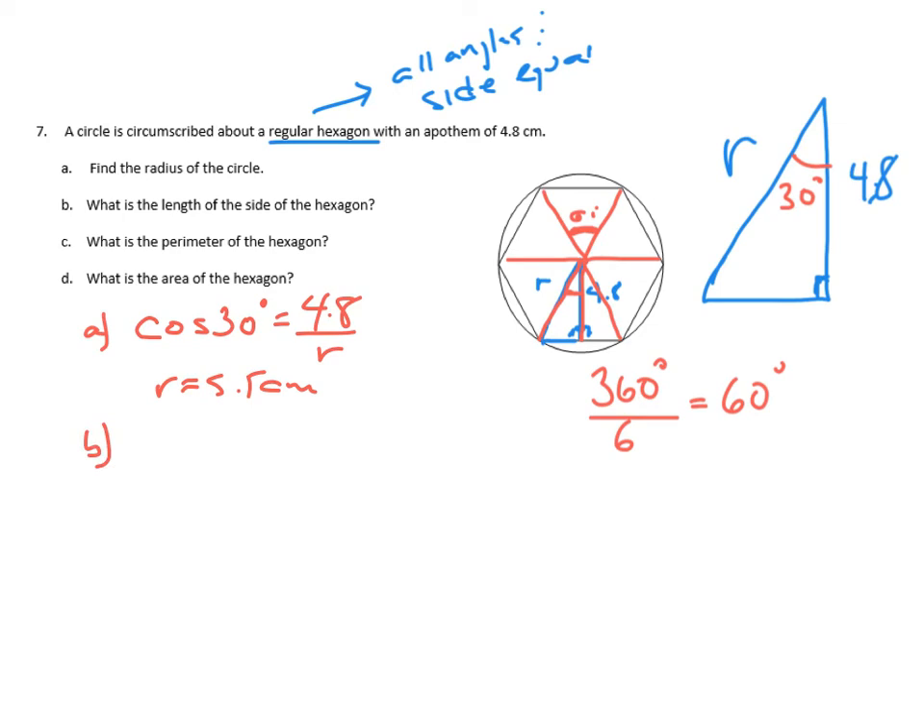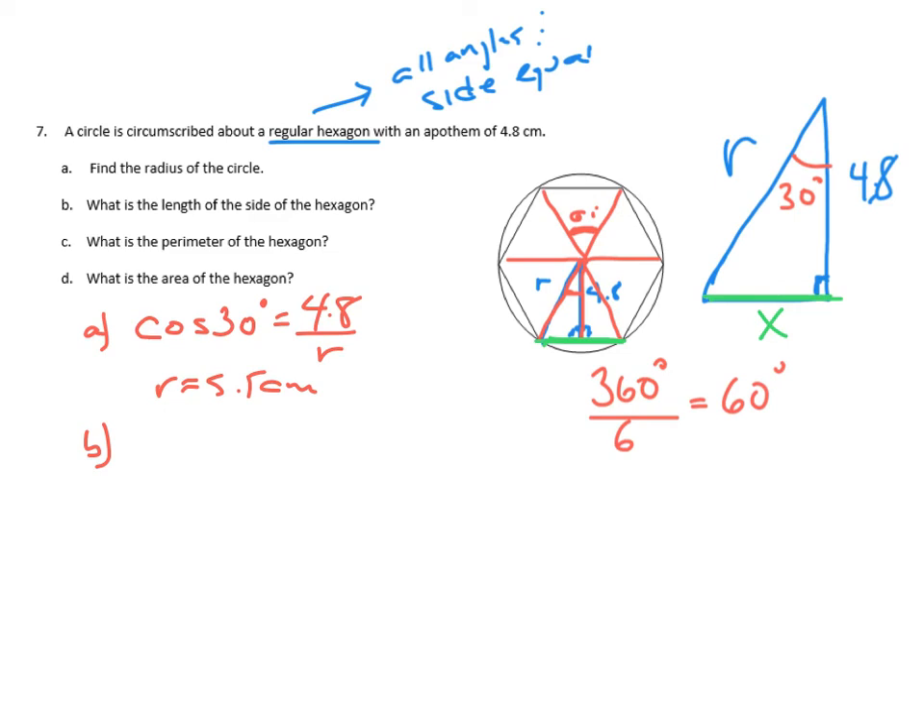So part B, what is the length of one of the sides of the hexagon? Well, one of the sides of the hexagon is this whole side right here. But if I can figure out this side on the bottom of my triangle, I'll at least have half of it. I can double it. So I don't know, let's make up a label. Let's call that x. So now what trig function's in play?